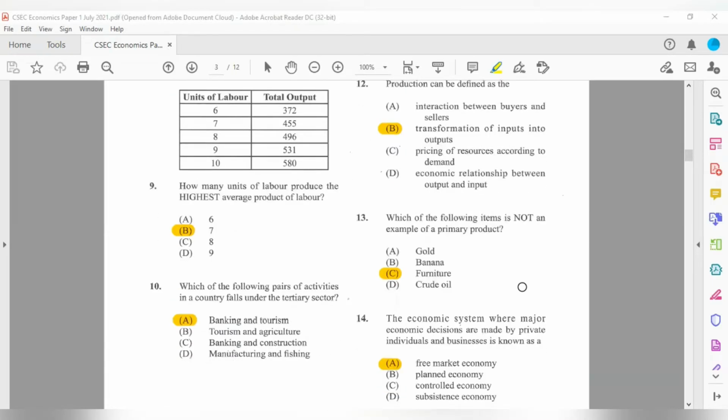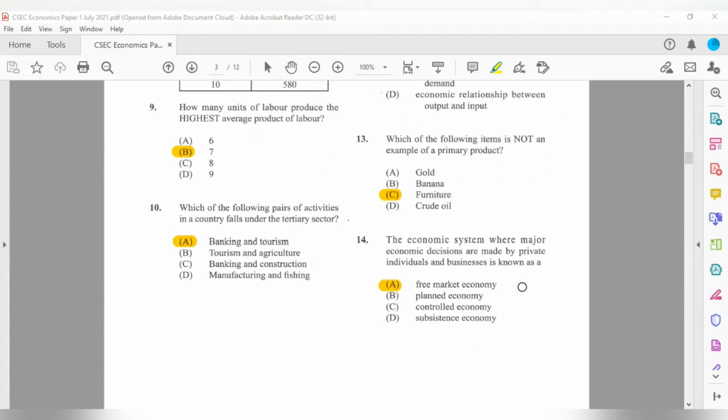13, which of the following items is not an example of a primary product? The answer is C, furniture. 14, the economic system where major economic decisions are made by private individuals and businesses is known as A. The answer is A, free market economy.